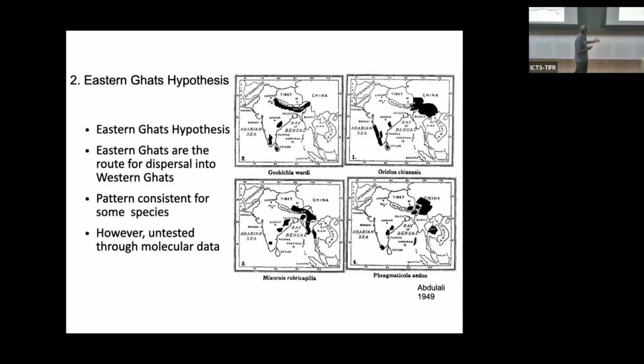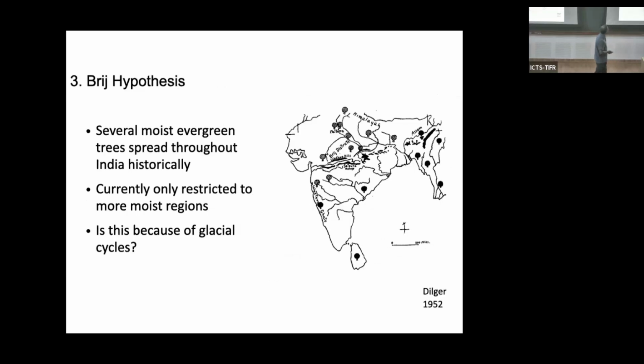The other hypothesis is that someone looked at the same map and said, well, maybe they didn't come that way along the Satpuras, but they came along the Eastern Ghats, because that's also a significant mountain. It's closer to that Orissa belt where there is wet vegetation. And again, this is also untested.